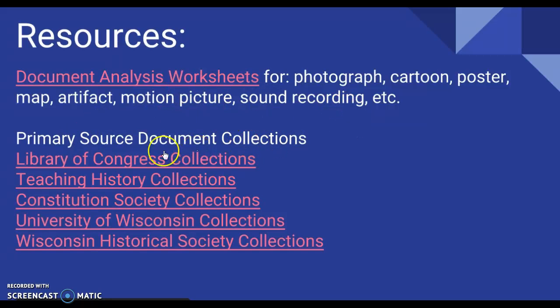Some primary source document collections. The Library of Congress has by far the most extensive. This is a list of all different primary sources from around the world. Teaching History Collections also has a very extensive collection. The Constitution Society has some stuff from medieval times, which is very interesting. The University of Wisconsin Collections has stuff from the state of Wisconsin, as well as the Wisconsin Historical Society, which will actually break it down by county and city, so you could do a local project for your area for this primary source document.